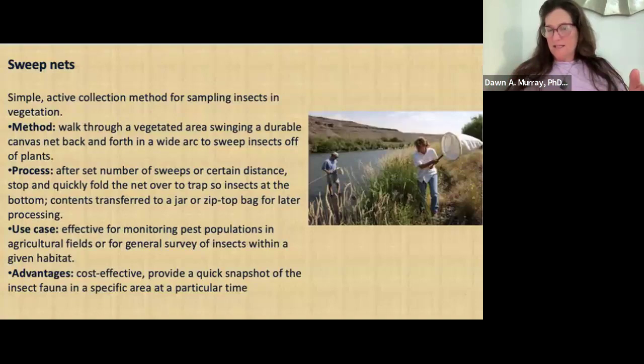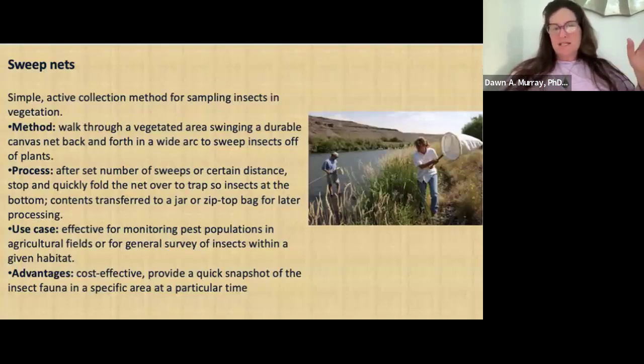You can do this for butterflies as well or moths, and you pick a line and you walk a certain distance. It's important to keep track of how long you walked and your speed so that you're doing the same thing in multiple different areas. After a certain number of sweeps or a certain distance, you stop, you fold the net over, you trap the insects, and then you put them all in a jar or a Ziploc bag so that you can analyze them later. This is really good for pest populations in agricultural fields.